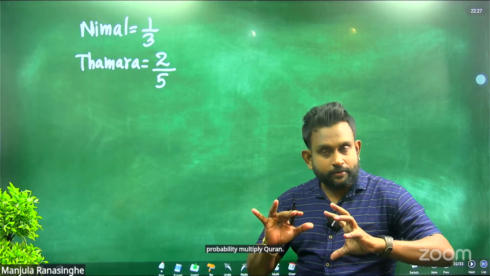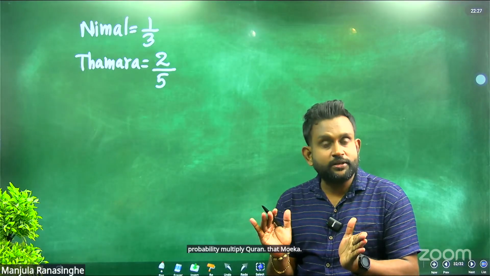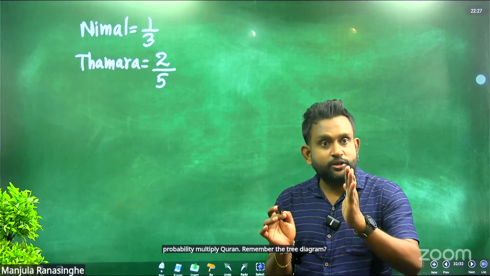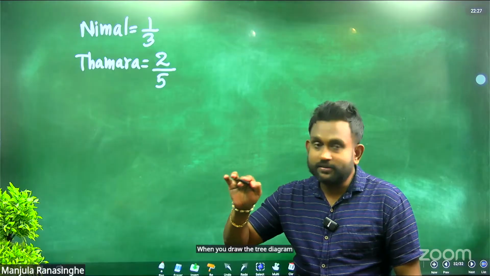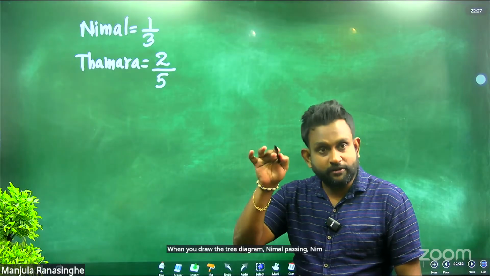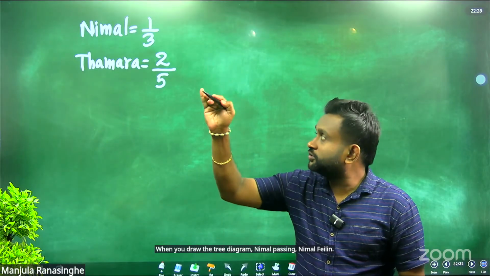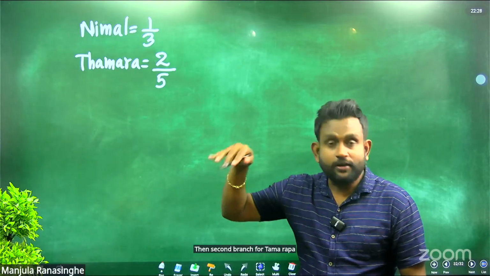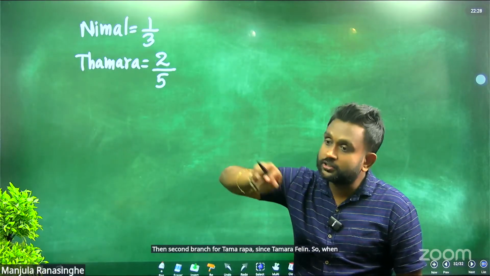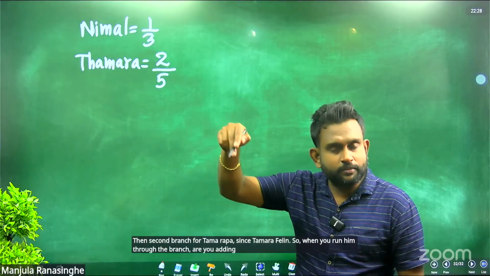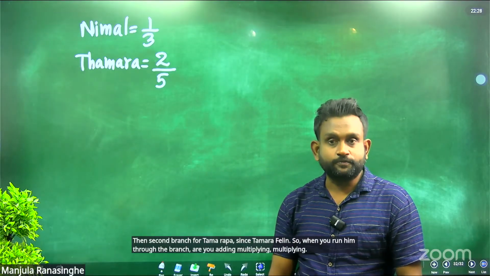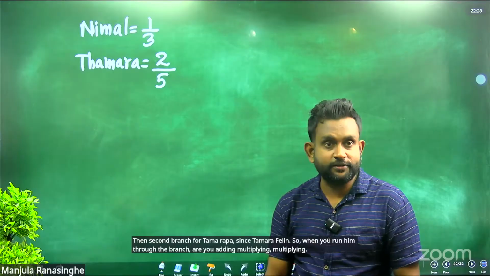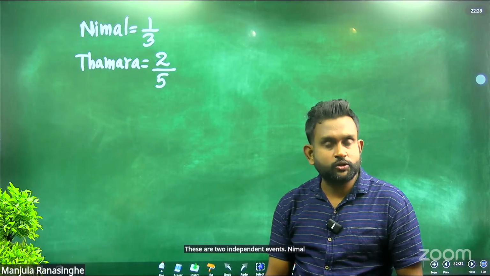Remember the tree diagram. When you draw the tree diagram, Nimal passing, Nimal failing, then the second branch for Tamara passing, Tamara failing. When you run through the branch, are you adding or multiplying? These are two independent events. Nimal passing doesn't affect Tamara passing.